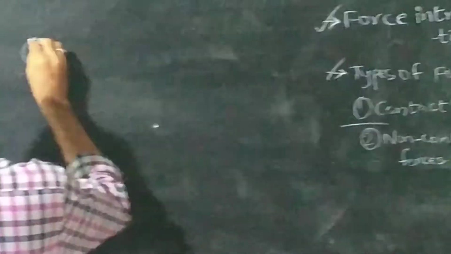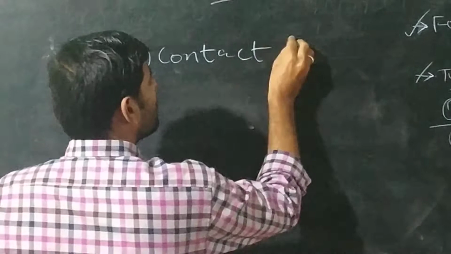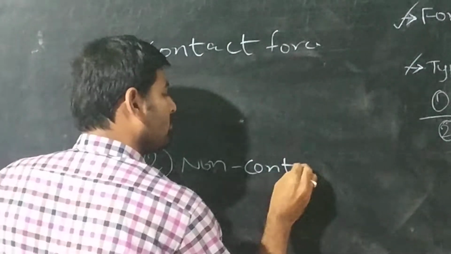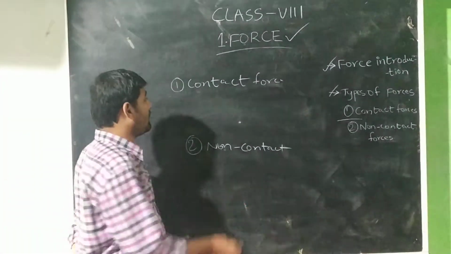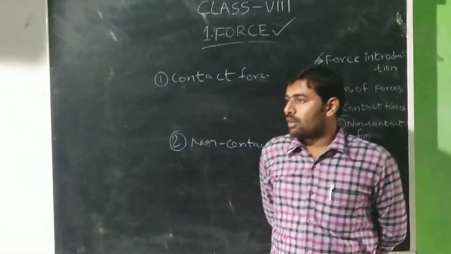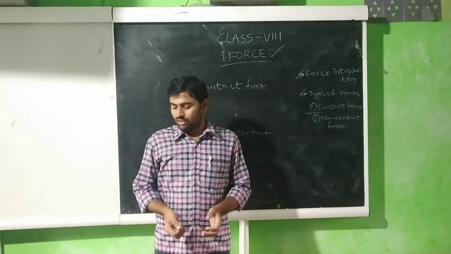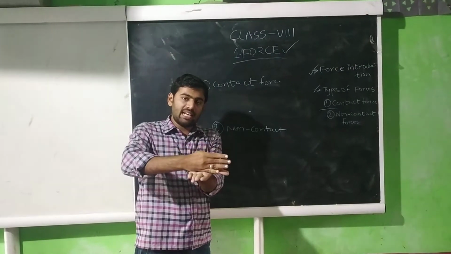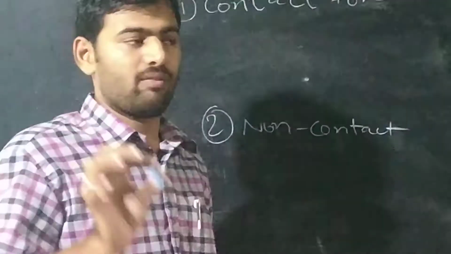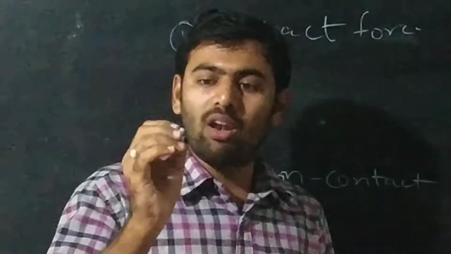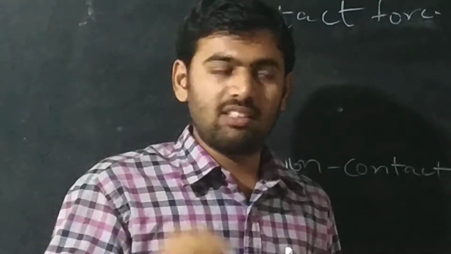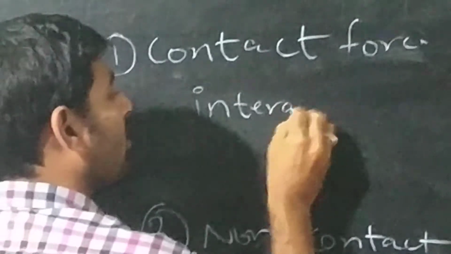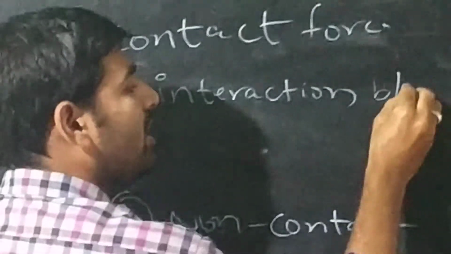First one is the contact force. Then second one is the non-contact force. Let us see what is the difference. Contact force. Contact means interaction between the 2 objects. For example, consider it is a ball. There is an interaction between the ball and my hand. There is a contact. Contact force means nothing but interaction between the bodies.